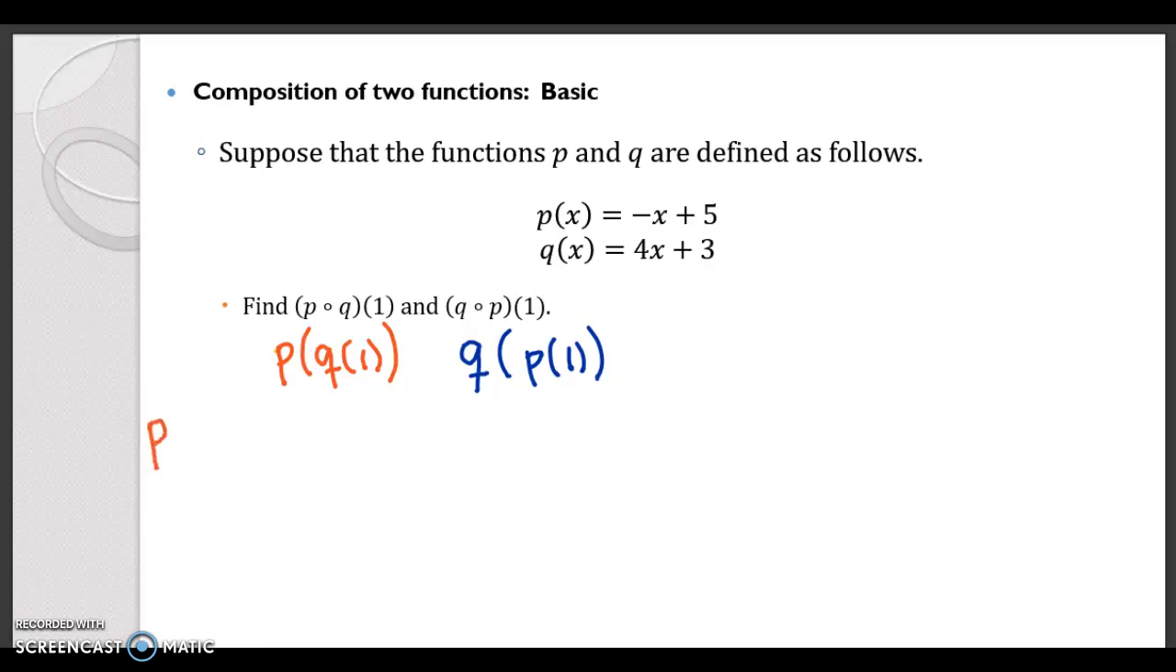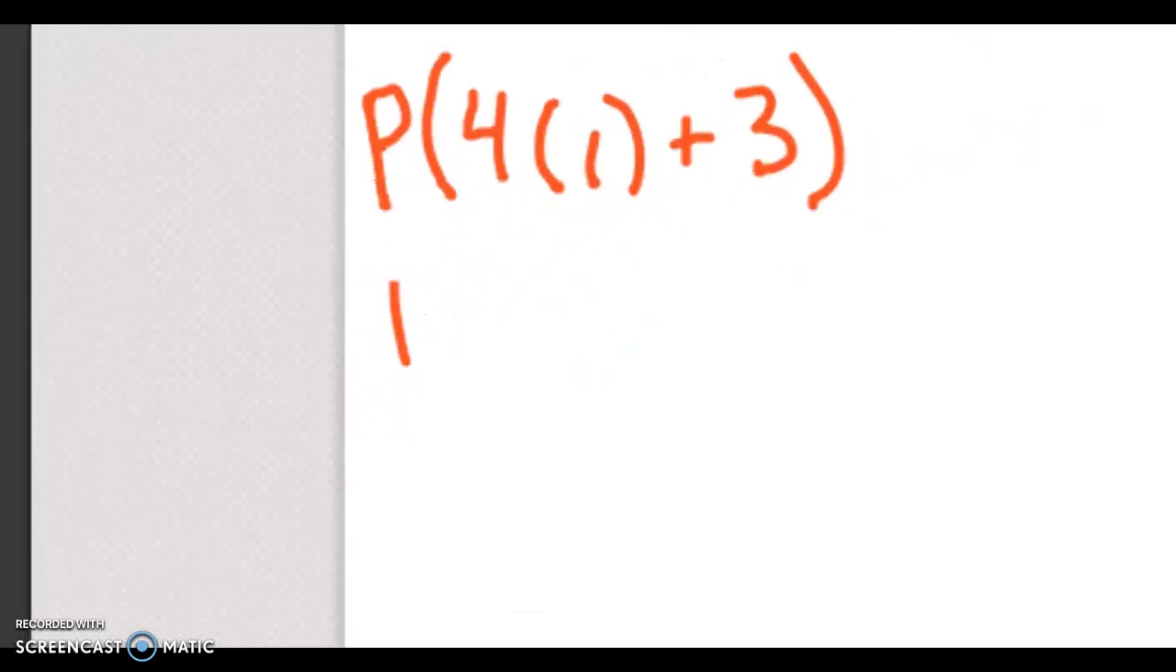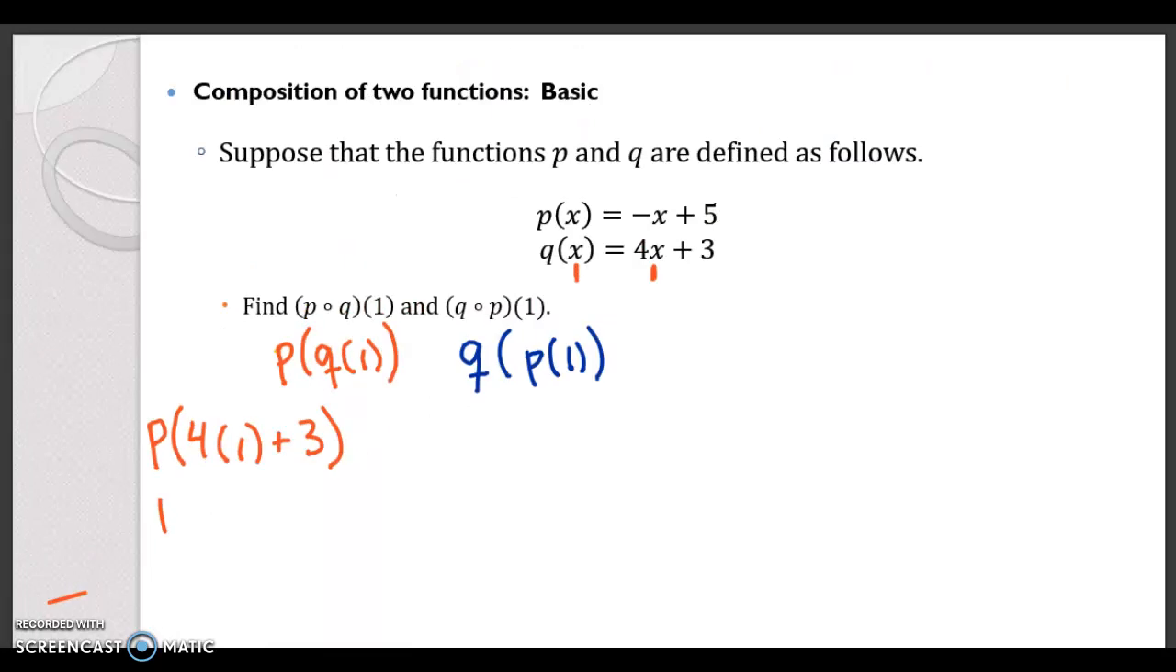So q of 1 is 4 times 1 plus 3. Now think, where did I get that from? It's from plugging in 1 straight into this q function, right? So now I need to find p of 4 times 1, which is 4 plus 3, or p of 7.